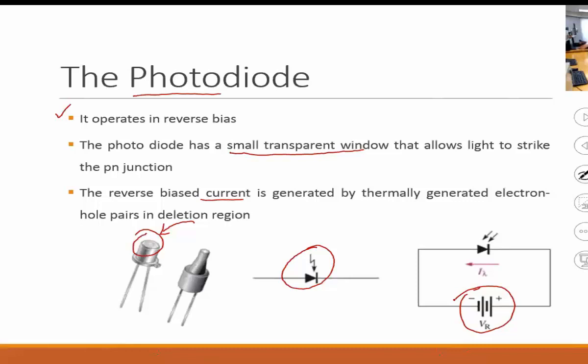Yeah, both are the same. As long as the arrow is pointing inwards, that indicates it's a photodiode. If you look at an LED, the arrow is pointing outside. So that means this is going to generate the light as opposed to receiving the light.